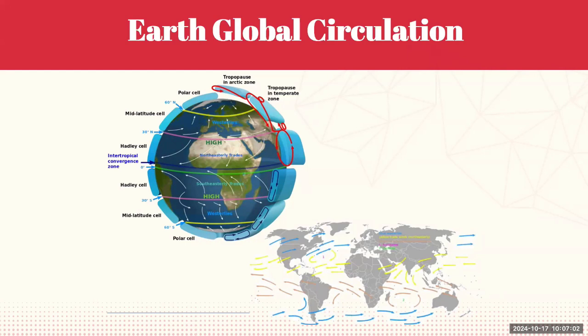In the Hadley cell, warm air rises at the equator and moves toward higher latitudes, cooling down and sinking, creating trade winds. The mid-latitude region is dominated by the westerlies, and closer to the poles, you find the polar easterlies. These global wind patterns affect wind speeds and directions, which are essential for the planning and placement of wind farms. Understanding these circulation patterns allows us to harness wind energy efficiently, especially in high wind areas.